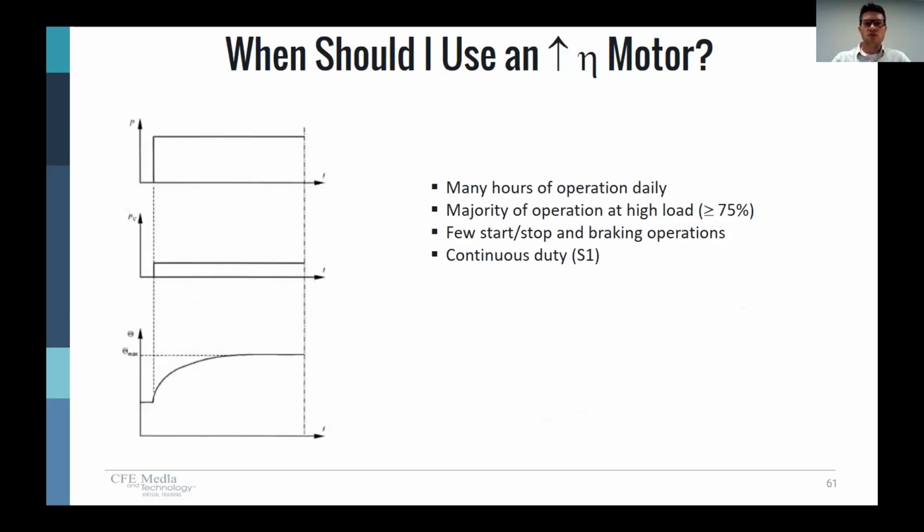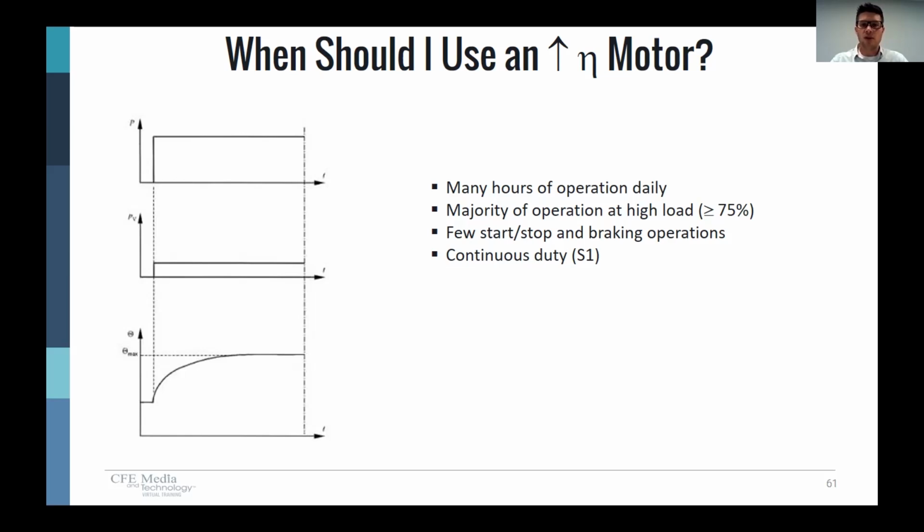So when should you use an energy efficient motor? Well, you're only going to be able to save energy if you're running. So it's going to be a motor that you turn on and it's running all day or runs for a long period of time. It's going to be a motor that doesn't cycle. You turn it on and let it run, S1 duty or continuous duty.